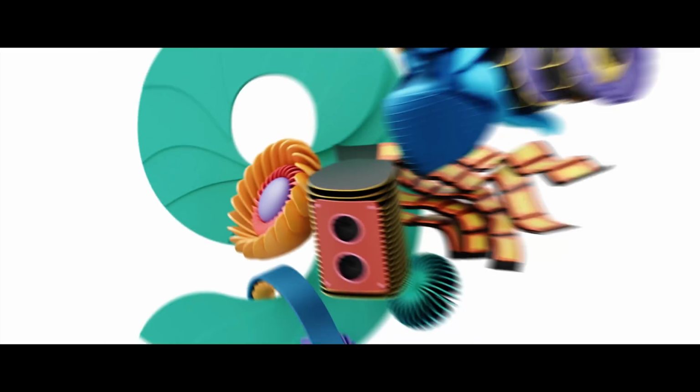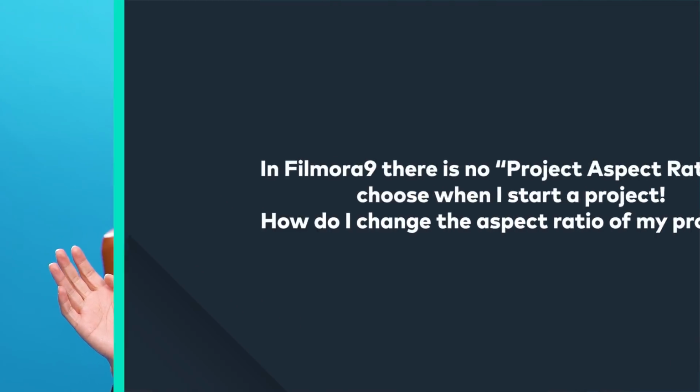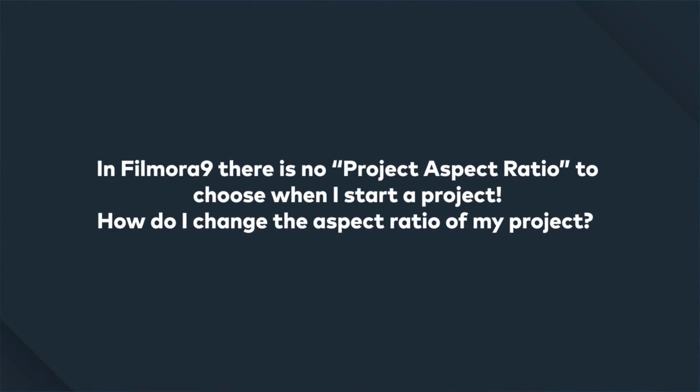We just released our latest update, Filmora 9, and our brand new product, Filmora Pro. Now I know you guys have some questions, so in this video, I'm gonna answer some frequently asked questions that you have shared with our team. So let's get started. In Filmora 9, there is no project aspect ratio to choose when I start a project. How do I change the aspect ratio of my project?